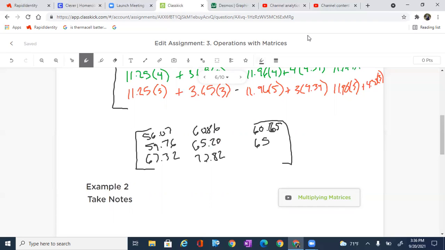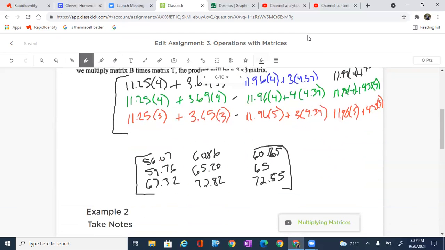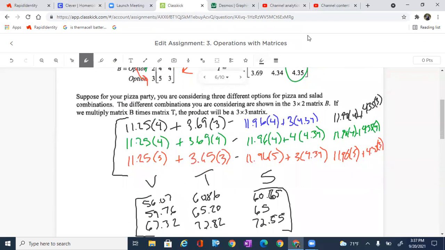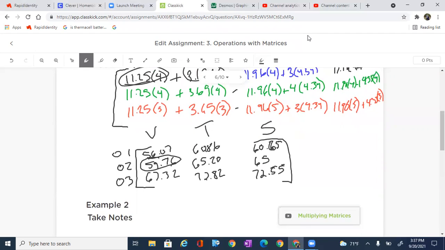And what you're probably asking, well, what do each one of these values mean necessarily? Okay, well, let's go back to our original statement. We were talking about Vinnie's, Tony's, and Sal's. And what we have is the cost, if you remember, the cost of each one of the items when we combine the pizza cost and the salad costs. So this is option 1, this is option 2, and this is option 3. So if I wanted to know the cost of option 2 at Vinnie's, it'd be $59.76.